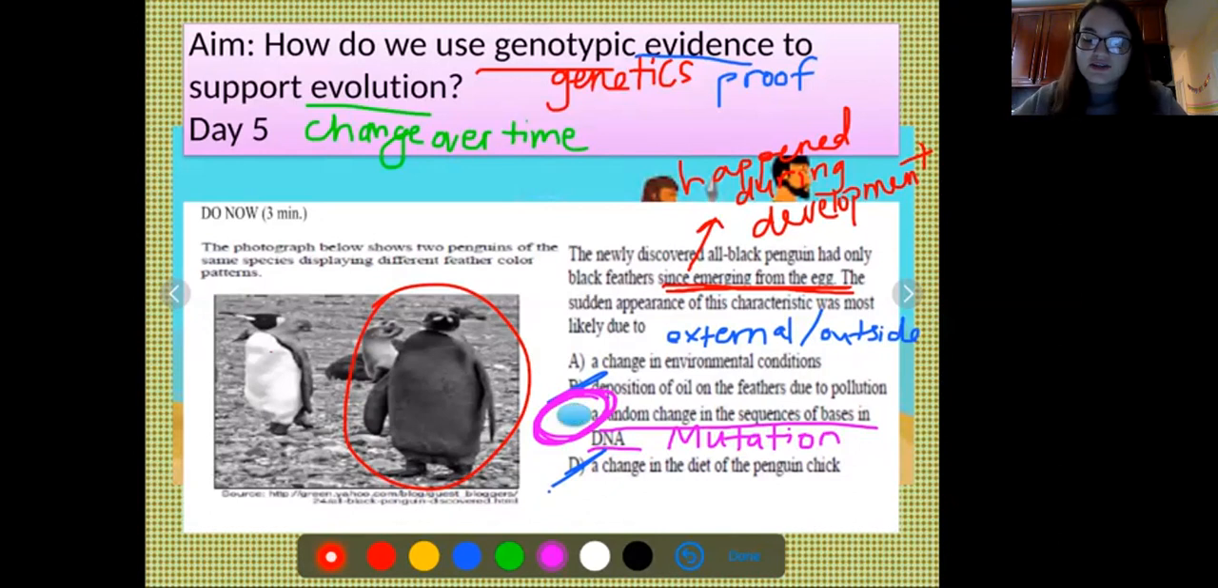So the correct answer here was C. If you have any questions as we go through this, just write down your questions and I will answer them whenever you ask me.